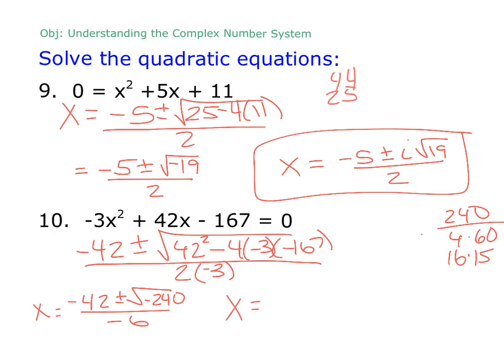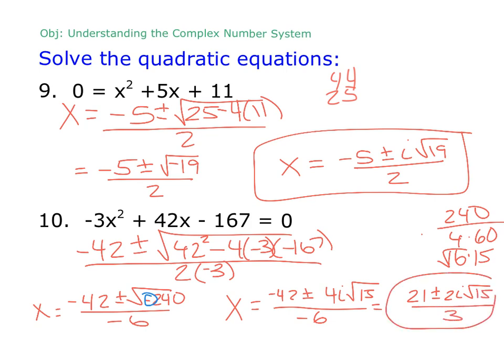So then I get x equals -42 plus or minus the square root of 16, which is 4. We have that negative, right? So I'm going to put an i, root 15, all over -6. And then finally I'm going to divide everything by 2, or -2, it doesn't matter. I'm going to do -2. So I get 21 plus or minus 2i root 15 all over 3. And that's my final answer. So it's just quadratic formula.